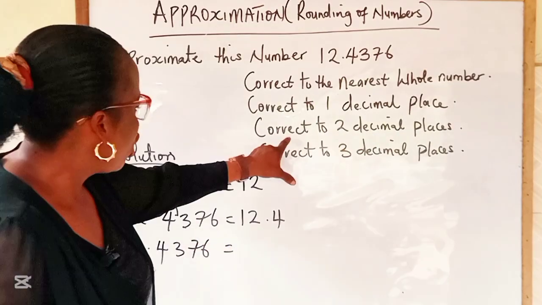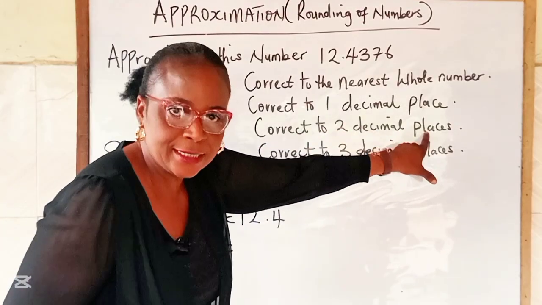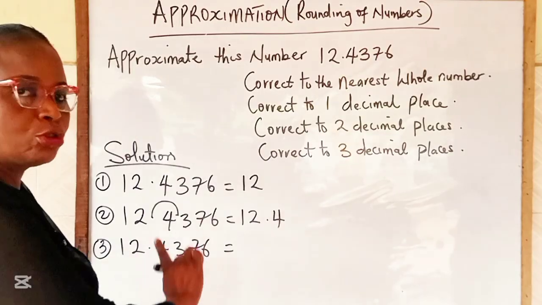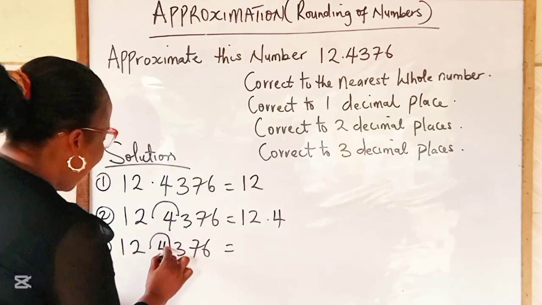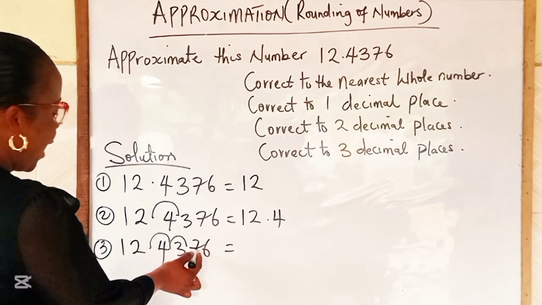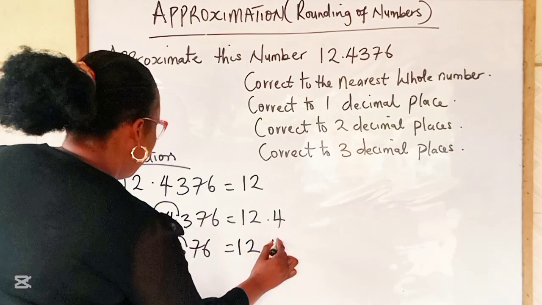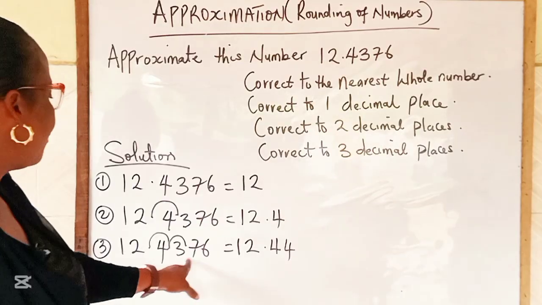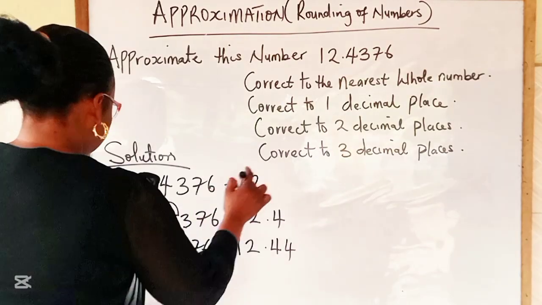Then number 3, we have 12.4376. Correct to 2 decimal places. So what we are going to do, we'll start again from our decimal point. We are going to count 2 decimal places. Start from our decimal point, count 1 and 2. The next number following is 7, is up to 5. Add it up here, it becomes 4. What we have here is 12.44. Because this number is up to 5, we add 1 here, it becomes 4. So we have 12.44.